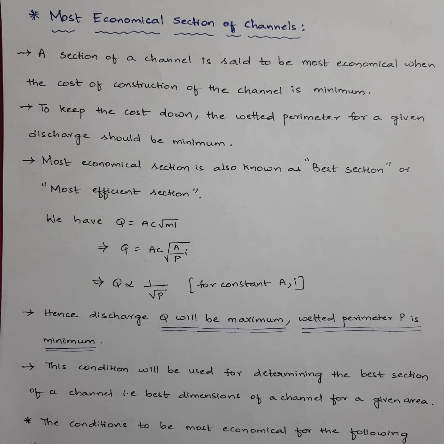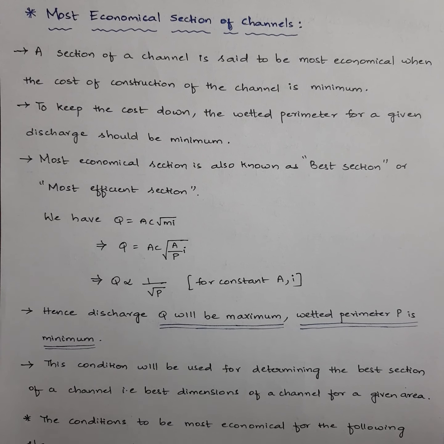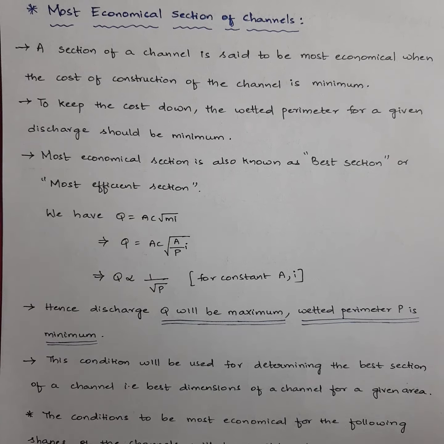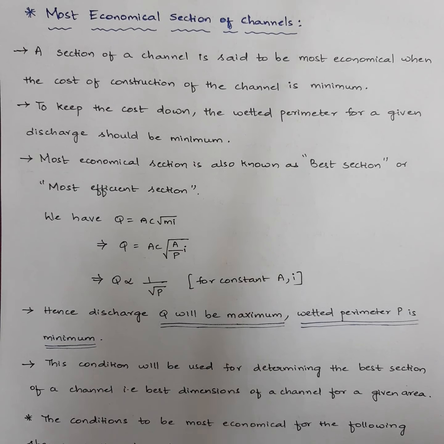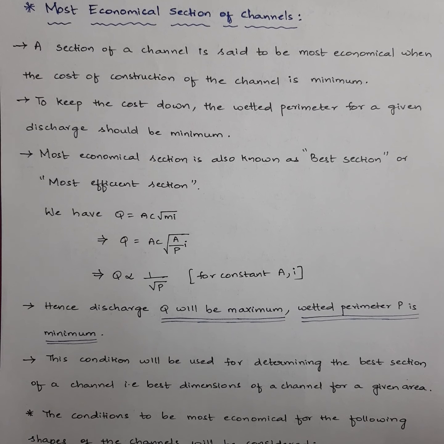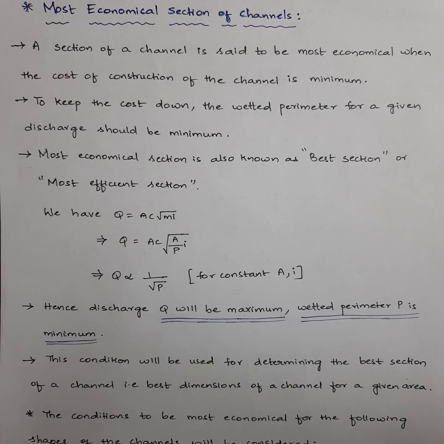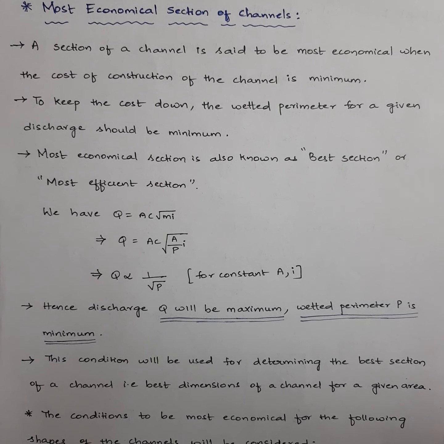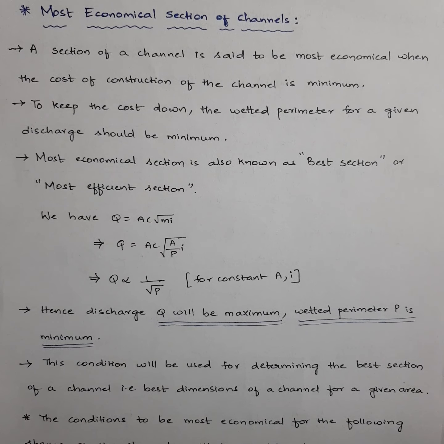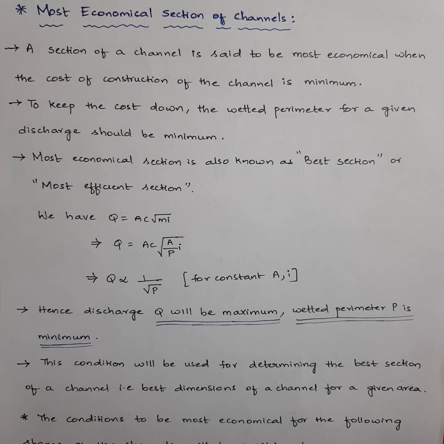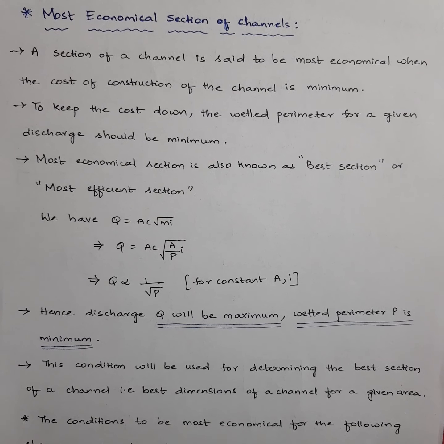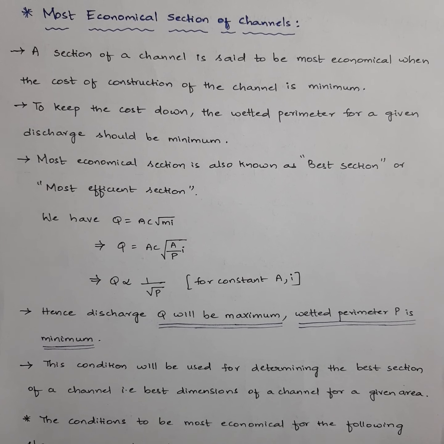So as I've told you, for most economical sections, wetted perimeter will be minimum. So once wetted perimeter is minimum, obviously we will be getting maximum discharge. So such sort of sections are called most economical sections, which are also known as efficient sections or best sections. Okay, and we have three geometries for which we will be doing the most economical sections. They are rectangular, trapezoidal and circular.